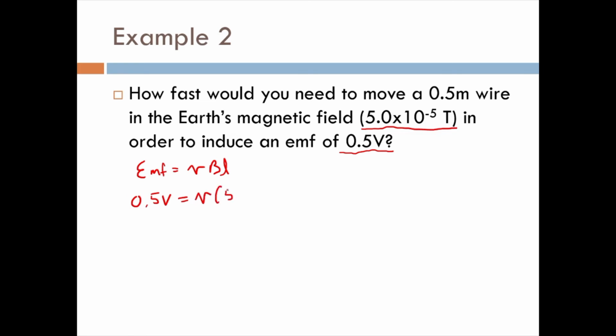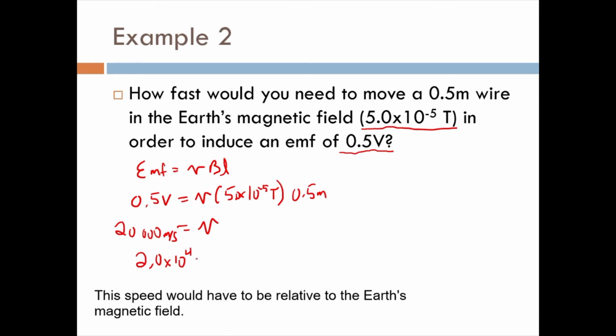The Earth's magnetic field is really tiny, 5.0 times 10 to the negative 5 Tesla. And we have a half meter length of wire. Okay, carrying out the calculations, we get a speed of 20,000 meters per second. So 2.0 times 10 to the 4 meters per second.